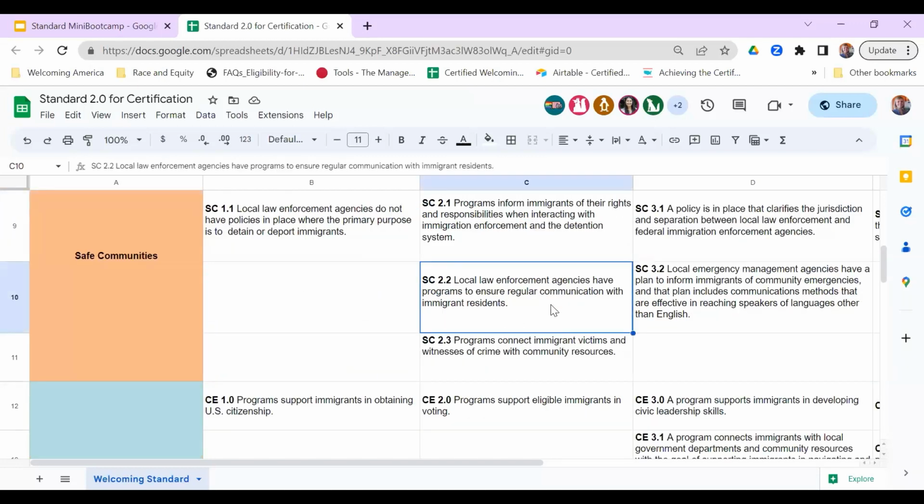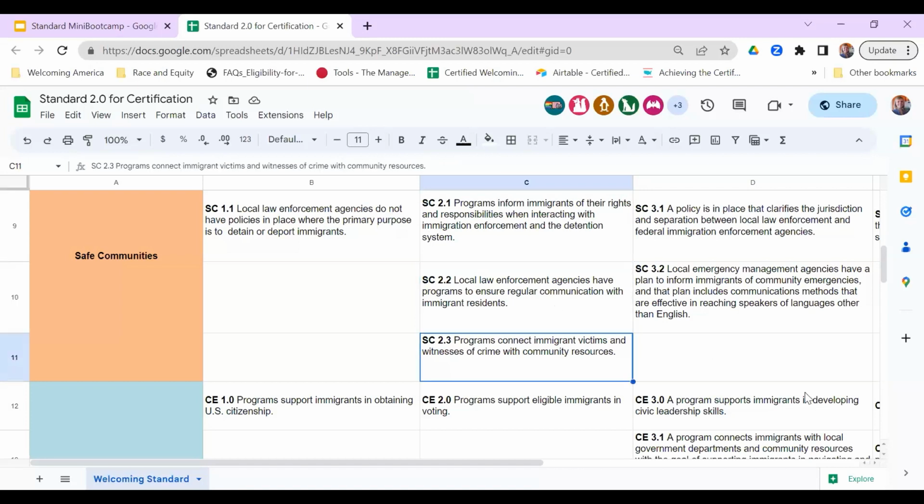And then 2.2, having programs to ensure regular communication with immigrant residents. So this would be the local law enforcement agency having this type of program. So I'm really thinking about community policing here. A lot of local law enforcement agencies have coffee with a cop, which is absolutely fine. But what we would want to see here is that intentionality around reaching immigrant residents. So if they're doing coffee with a cop, is it at an ESL class, for example?